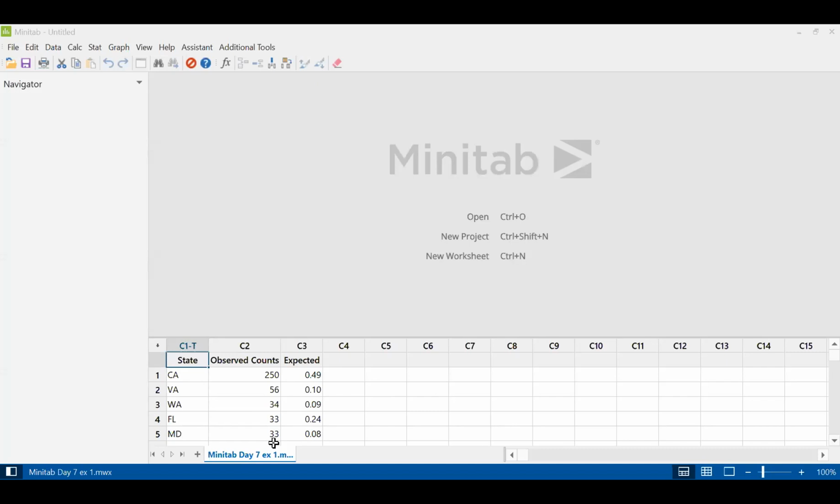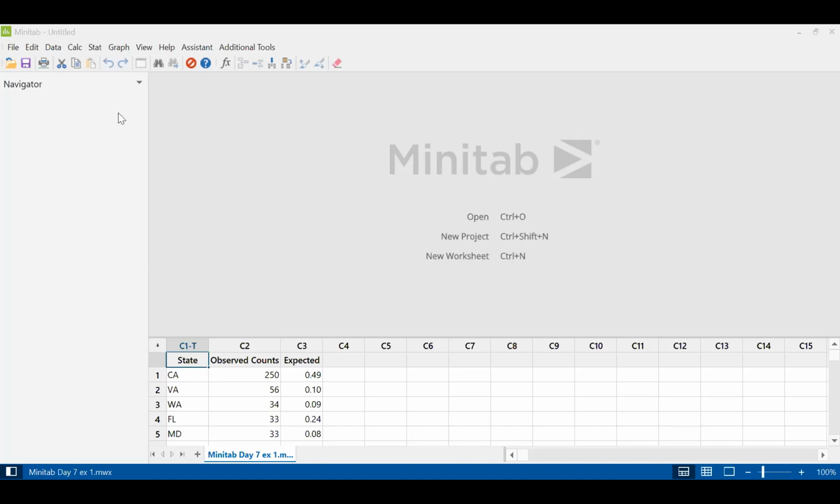If you weren't given this Minitab table already typed up in Minitab, you could easily type this up, right? There's like 15 little spots to type in, little cells. There's not a lot of information in this one. So you could easily open up just a new Minitab screen and type in your states, your observed, and your expected. All right, so now we have this Minitab.